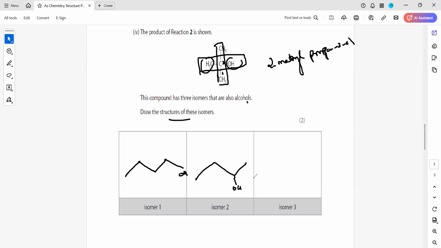So drawing the structure, 1, 2. This one has a branch and the OH might be attached to the first one. So OH is attached here, 1, 2, 3. In the second position, we also have a branch. So this is another structure. So these are the three isomers. You can draw the skeletal formula or you can also draw the structural formula.